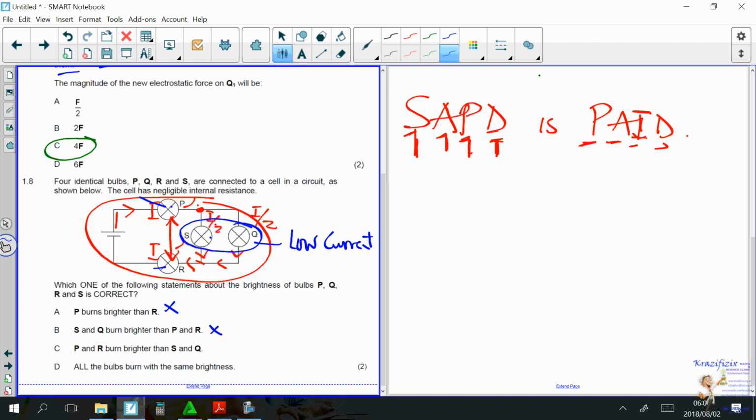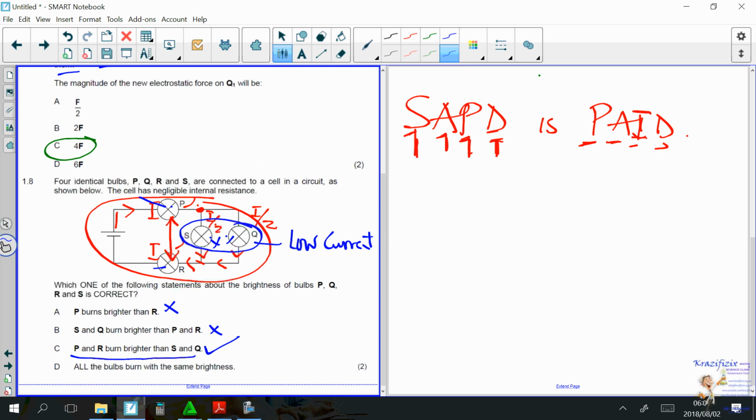Now P and R, these two resistors, are connected in series. So number one, they divide potential difference equally. All right, so they have the same potential difference, but current is not the same. P and R will burn brighter than S and Q. Yes, that's what we said.